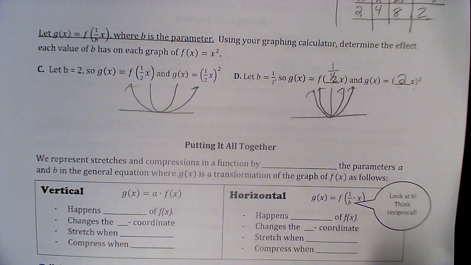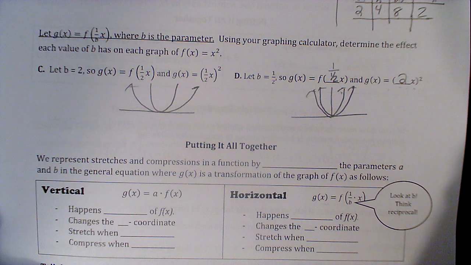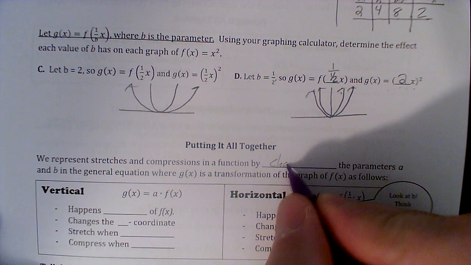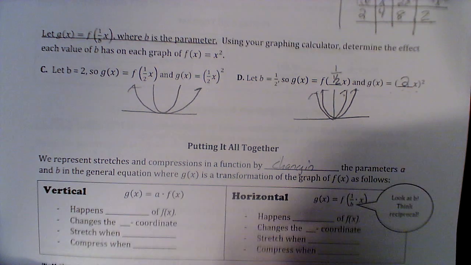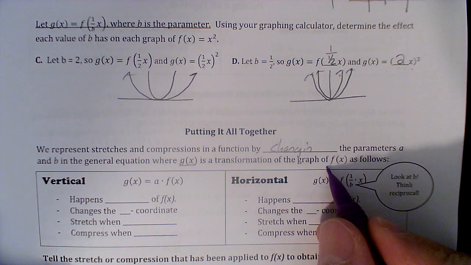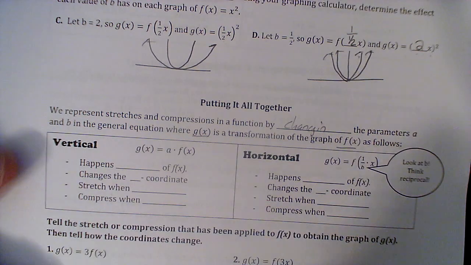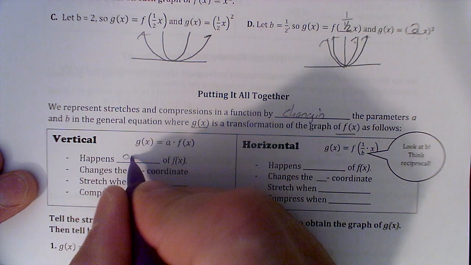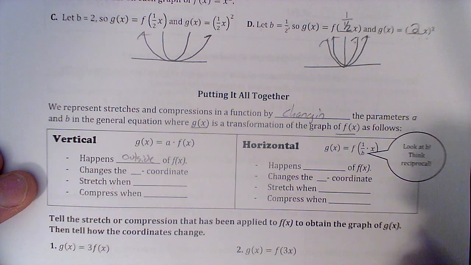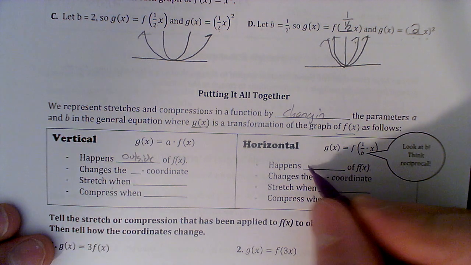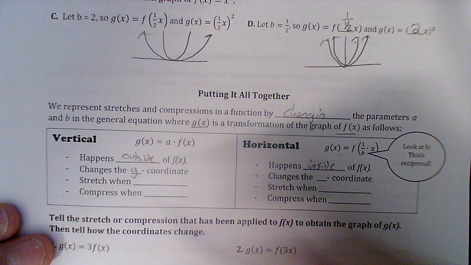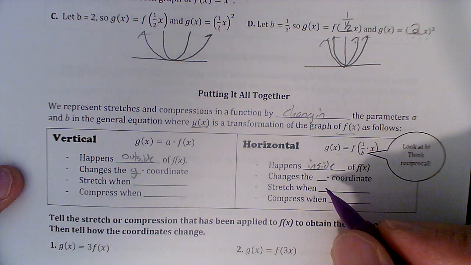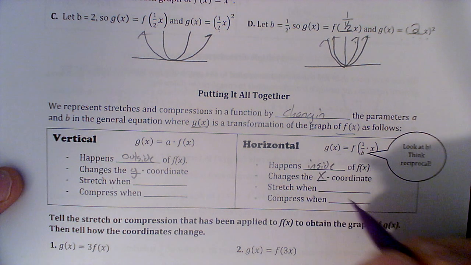All right. So we can represent stretches and compressions in the function by changing the parameters a and b. In general, where the equation g of x is a transformation of the graph of f of x, a happens outside the function, and b happens inside. And when it's outside the function, it changes the y. When it's inside the function, it changes the x.